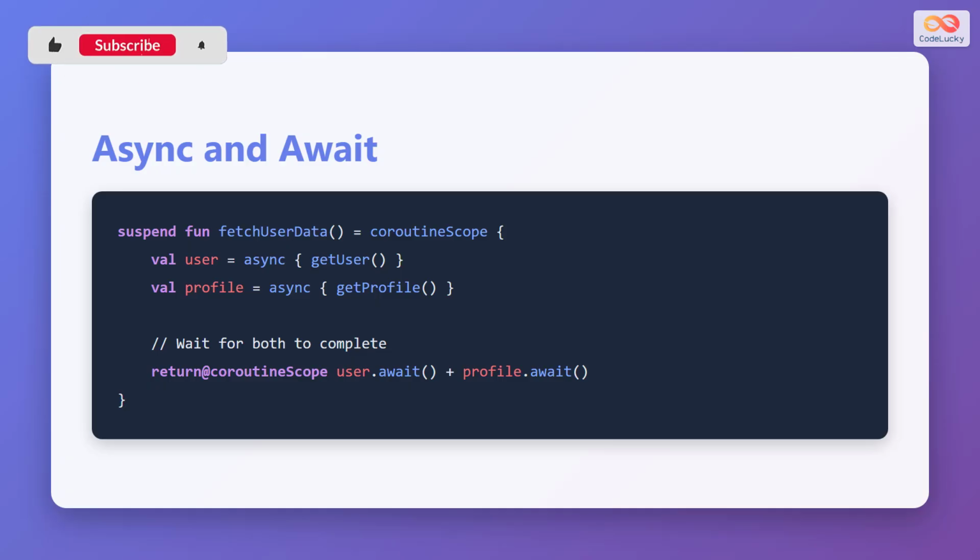Let's see how async and await work together for concurrent operations. This suspend function fetchUserData uses coroutineScope to create a new scope. Inside, we launch two async coroutines. One calls getUser and the other calls getProfile. Both operations run concurrently, not sequentially. Then we use the await function on both Deferred objects to retrieve their results. The key benefit here is that both network calls happen at the same time, rather than waiting for one to complete before starting the other. This can significantly reduce the total time needed to fetch data, making your application faster and more responsive.